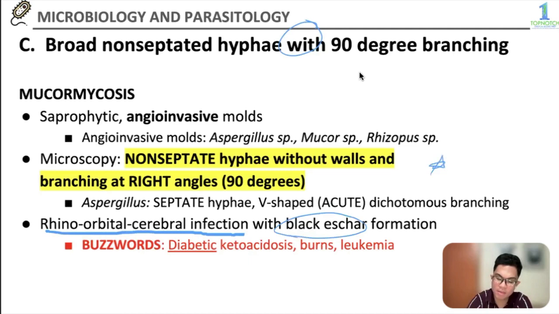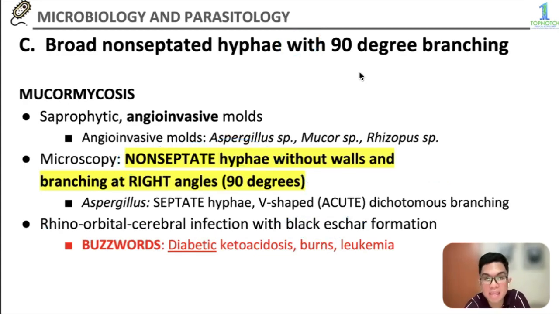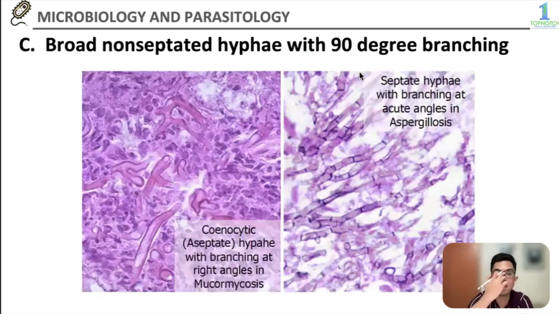And on microscopy, it's non-septate or coenocytic hyphae with right angle branching. In contrast sa Aspergillus na septated and acute or dichotomous yung branching. So again, ito yung difference ng dalawa. This is mucor, so coenocytic, branching at right angles. Septate hyphae naman yung aspergillosis. Okay?